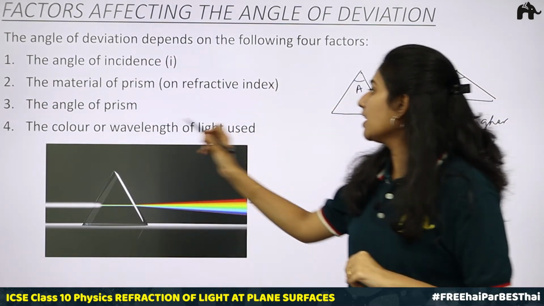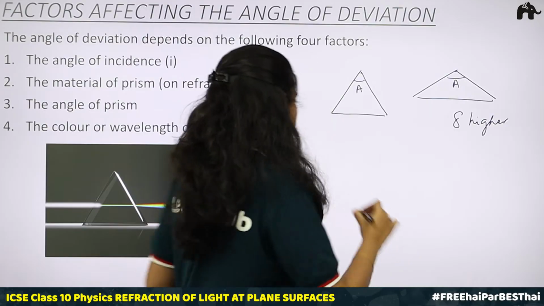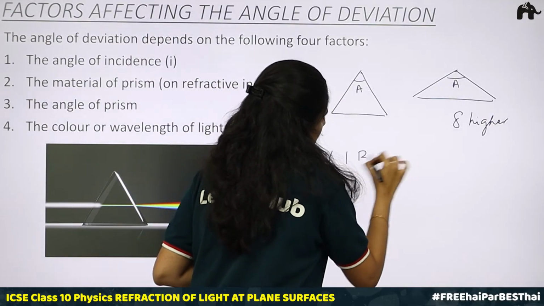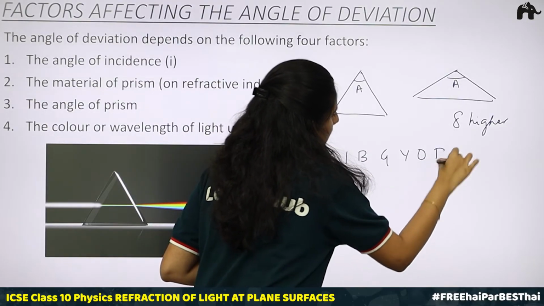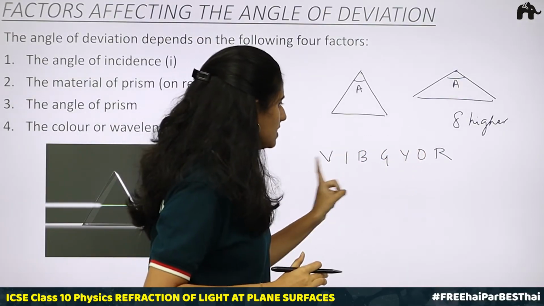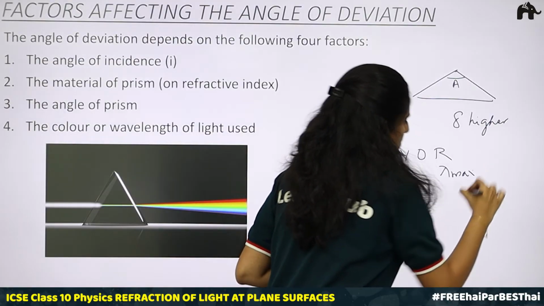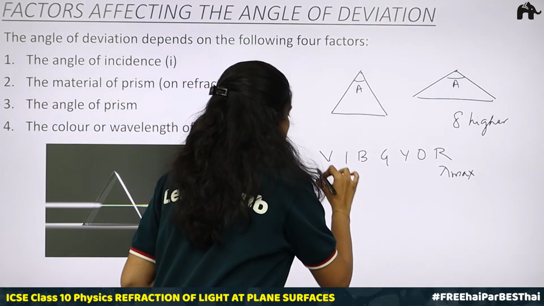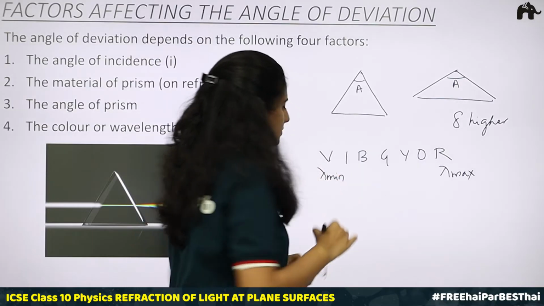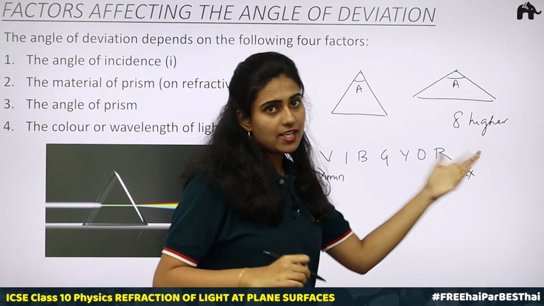Now the fourth point, the color or wavelength of light used. Here, if you consider VIBGYOR: violet, indigo, blue, green, yellow, orange, red. Which light has the maximum wavelength? In this case, the maximum wavelength is for red light. Red light has the maximum wavelength and violet light has the minimum wavelength.